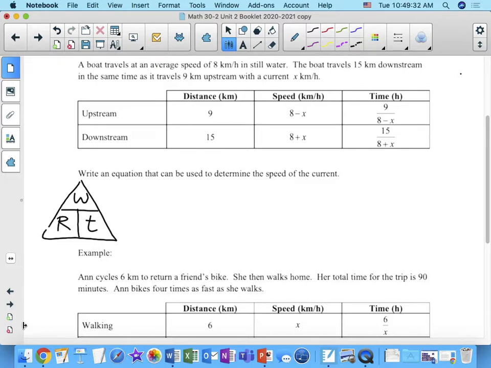A boat travels an average speed of 8 kilometers per hour in still water. Okay, we've accounted for that. The boat travels 15 kilometers downstream. We've got that. In the same time, it travels 9 kilometers upstream. The 9 kilometers we've got, with a current of x kilometers per hour, and we've accounted for the x kilometers per hour. What have we missed?